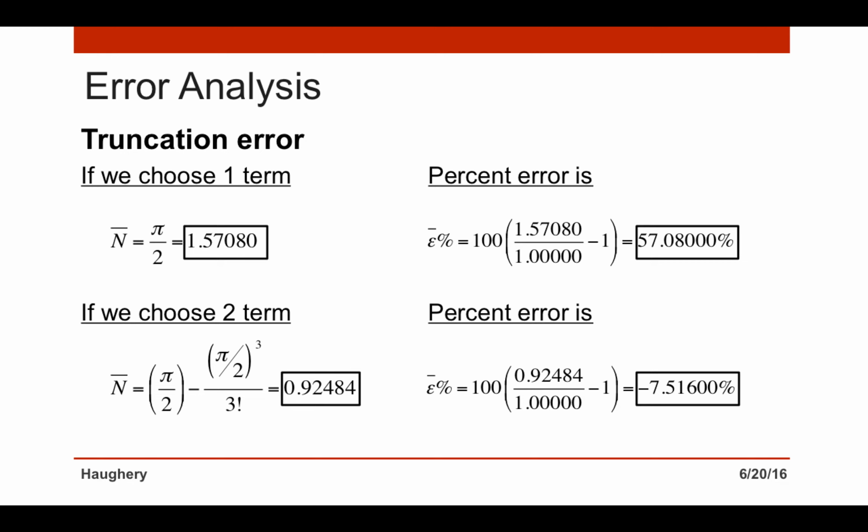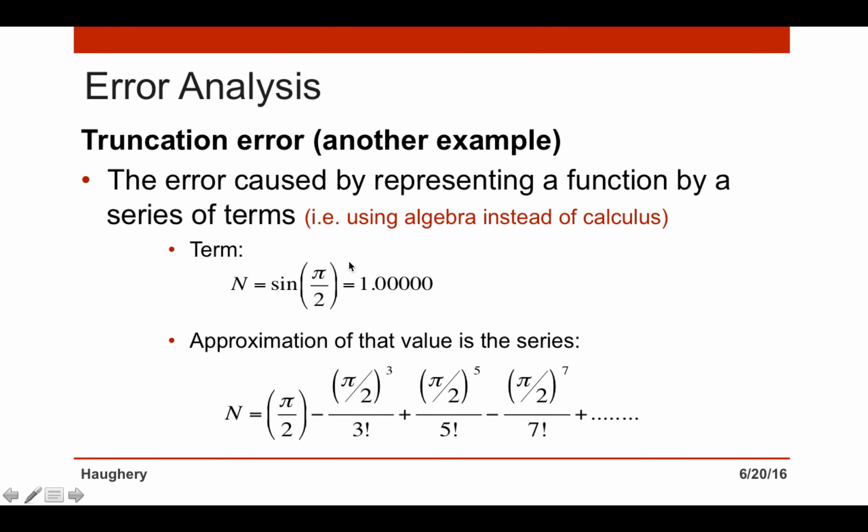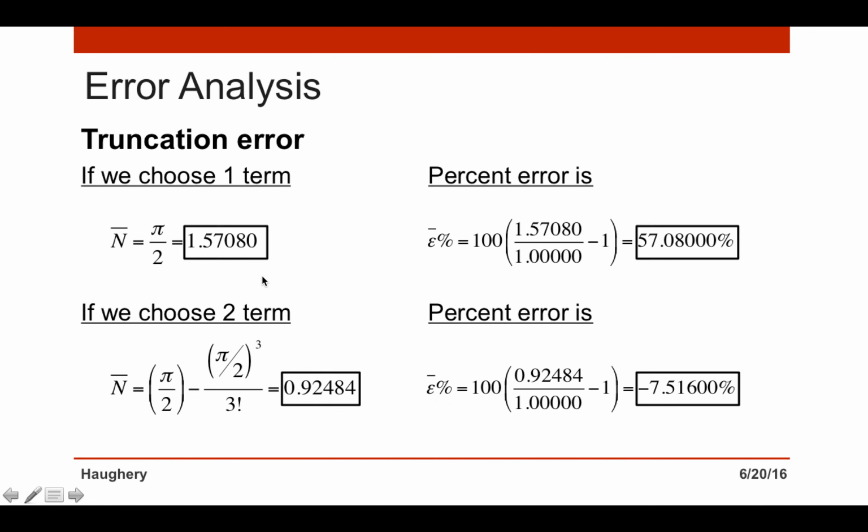If we use just one term, pi divided by 2, that is 57% off what the previous function would be. If we use 2 terms, now we've gone much less percent error, but we're still negative 0.75 off of our actual if we would use the full calculus equation. So there's just another example of how we get error in the way we calculate. Algebra is a lot easier, but as you can see, it inherently has some error to it.